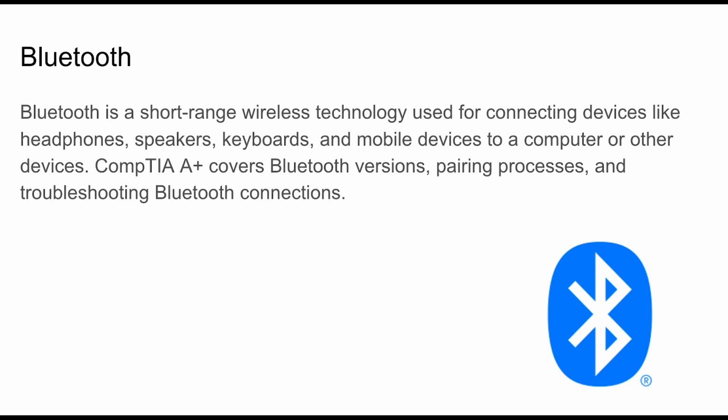Bluetooth, everybody knows about Bluetooth from their headphones or from different things that you'll use to pair, like speakers. Bluetooth is a short-range wireless technology. Emphasis on short, because when you're connecting, Bluetooth is going to pick up the connection that's closest to it. So keep that in mind when you're talking about connecting with Bluetooth. So like headphones, speakers, keyboards, and mobile devices to a computer or other devices, Bluetooth covers versions, pairing process, and troubleshooting Bluetooth connections. It's going to be important moving forward, because everybody has wireless keyboards and mice nowadays.